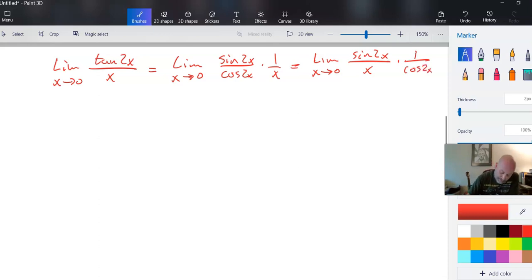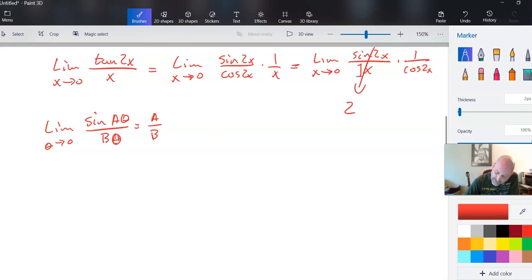Well, remember our result. If I have the limit as theta goes to 0 of sine a theta over b theta, I get a over b, right? Well, in this case, b is 1. So that means that the limit of this factor goes to 2.